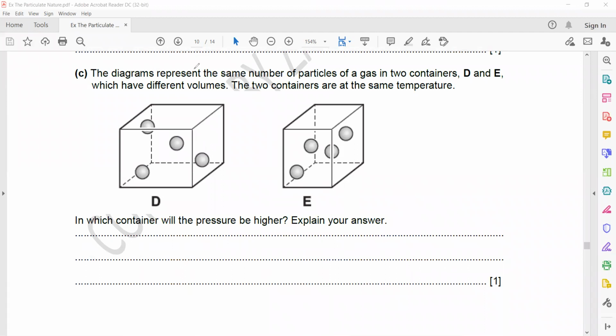In part C, the diagram represents the same number of particles of gas in two containers D and E. We have two containers D and E which have different volumes, so the size of the container is different. The two containers are at the same temperature. In which container will the pressure be higher? And explain your answer. So what could be the answer for this? In which container will the pressure be higher, D or E, and what could be the reason?